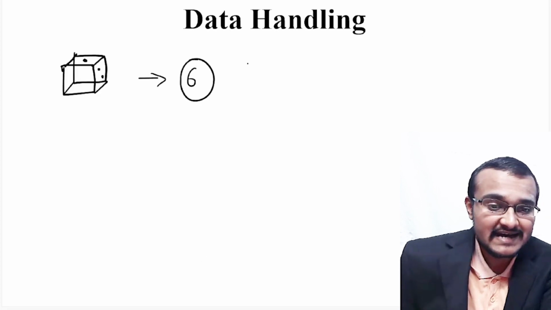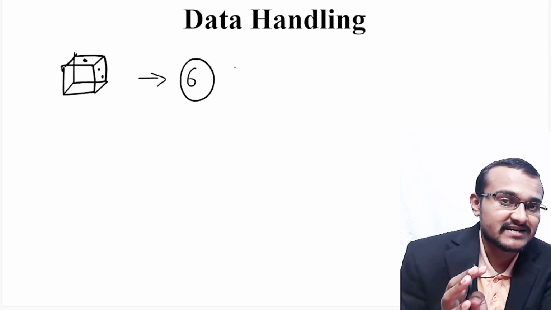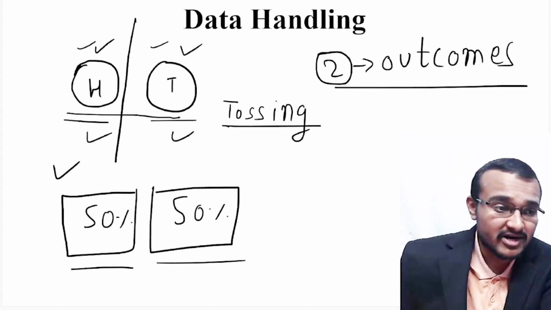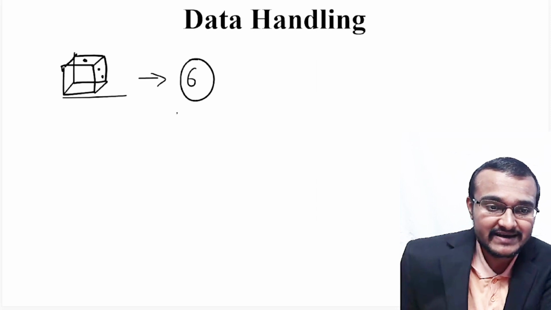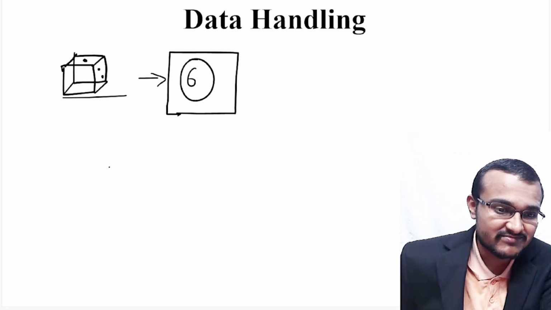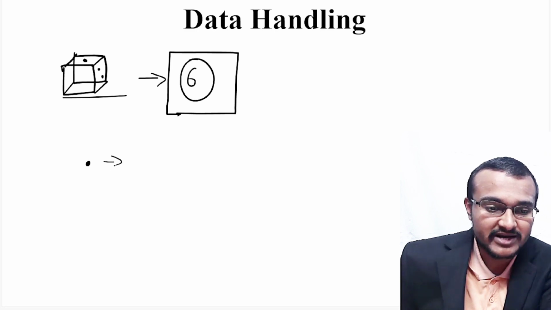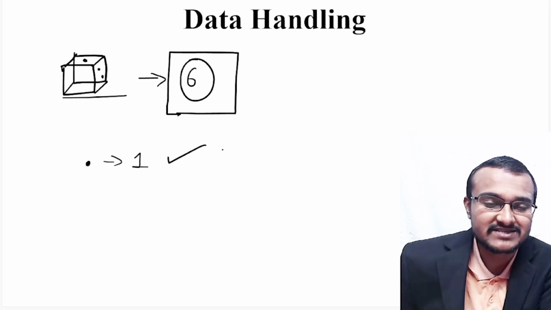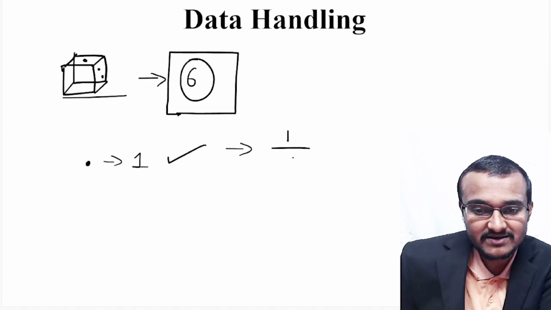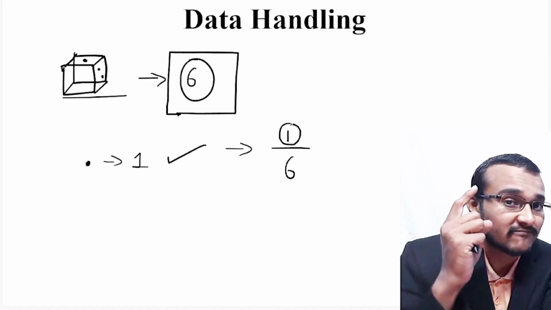But as I told, when outcomes increase, probability will decrease. In tossing a coin, only 2 results can be expected. But when you roll a die, 6 results can be expected. Then your probability will be reduced. For example, getting 1 on the dice. So let's say this is 1. The probability of getting 1 on the dice will be 1 divided by 6, because the result we are expecting is there only once.